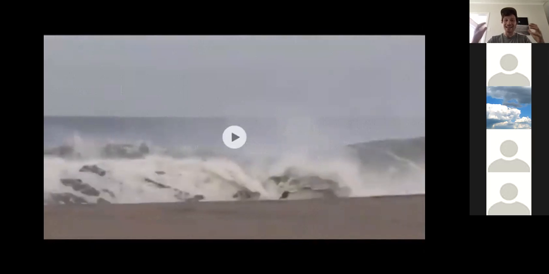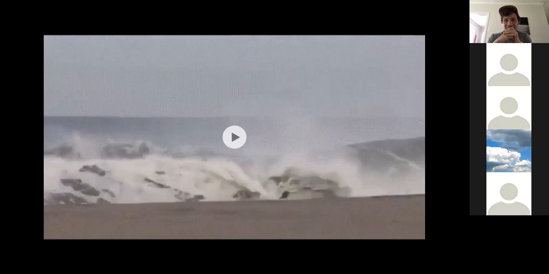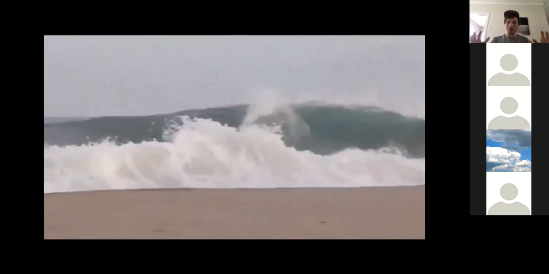But that is what type of interference? Constructive or destructive? I don't know. What do you think? Constructive or destructive? Constructive. Yay, constructive. Beautiful. Because they add together.